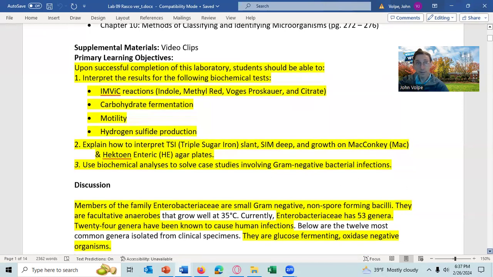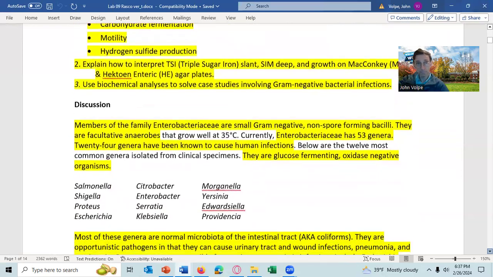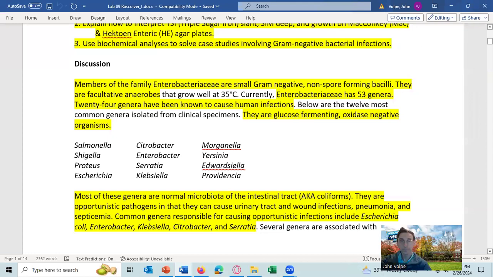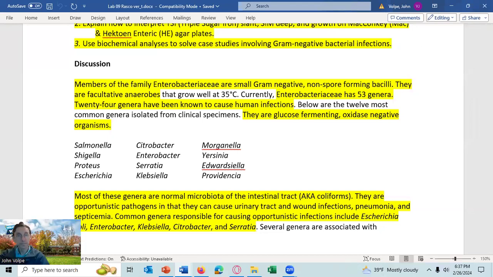Any questions about the objectives? If not, let me put this down here. Maybe I put it over there.